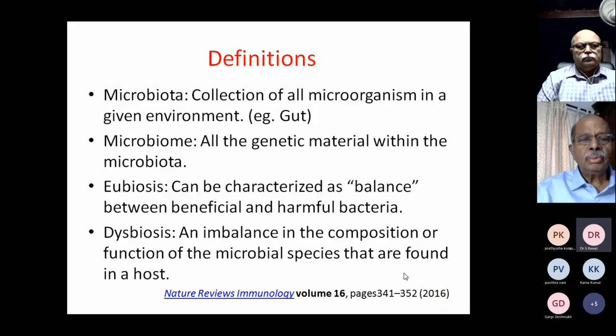Then there are a few terms: eubiosis, which is a balance between the beneficial and the harmful bacteria. Then we have another term, dysbiosis. It is an imbalance in the composition or the function of various microbial species found in any host. So if there is an imbalance, one species becomes more dominant, it will compete for the nutrition and utilize everything for its own benefit, and ultimately that will harm the host, causing a lot of diseases.